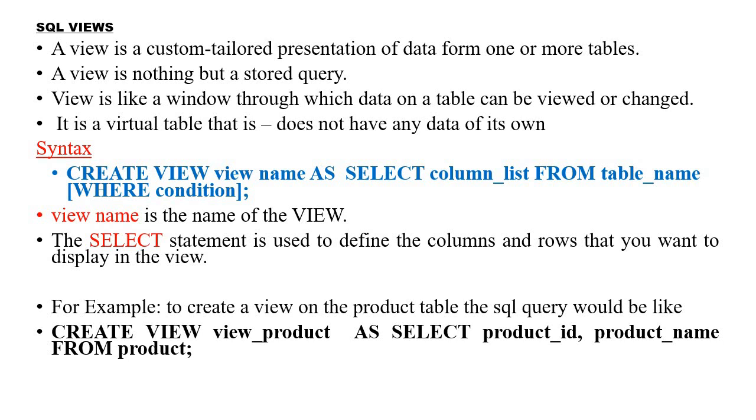So the syntax for creating a view is: create view view_name as select column list from table name where condition. So in this syntax, view name is the name of the view. The select statement is used to define the columns and rows that you want to display in the view. For example, create view view_product as select product ID, product name from product.